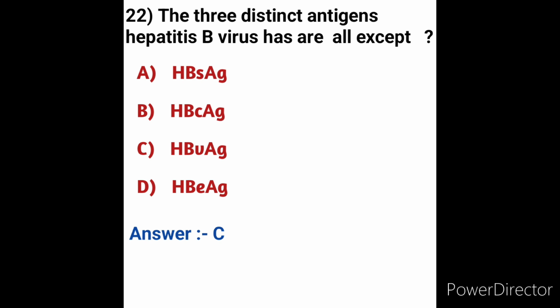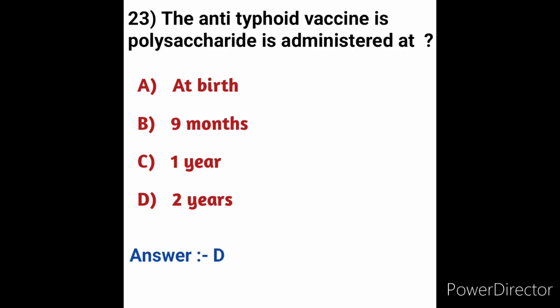The anti-typhoid vaccine, polysaccharide, is administered at. We see the options here. At birth, option B, 9 months, option C, 1 year, option D, 2 years. Here, the typhoid vaccine schedule in India is included in the list of mandatory vaccinations to be administered after the birth of a baby. Ideally the typhoid shot is recommended for children older than 2 years of age.